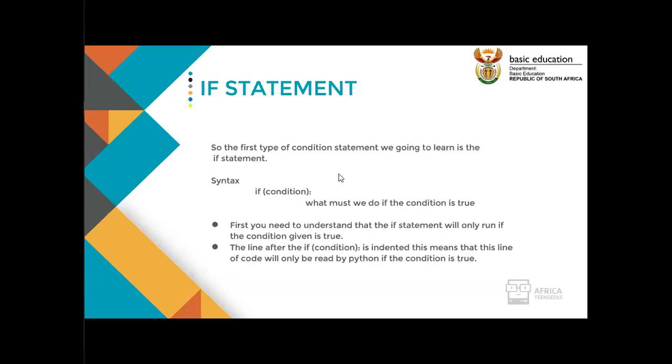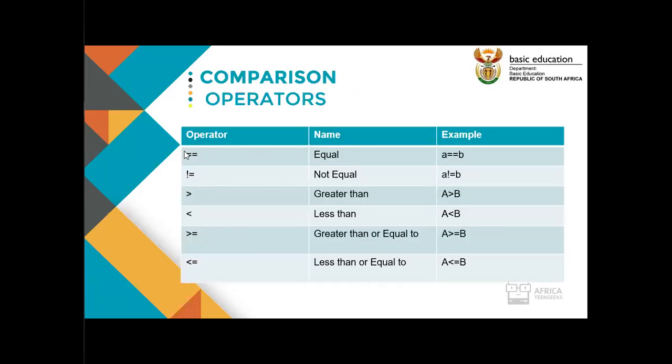The first operator I showed you on that other screen was the double equal to operator. The double equal to operator means equal to. So if I say A is equal to B, it's comparing: is what is inside A the same as what is inside B? So that's what it's doing. Then we have the exclamation mark equal to, which means not equal to. So if I say A not equal to B, is the item inside A different from B?